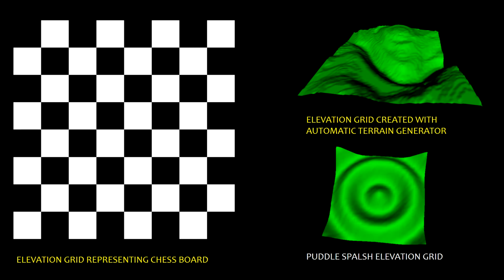Now this is also an elevation grid. Elevation grid representing chessboard. Then elevation grid created with automatic terrain generator. You can see the terrain topology, and puddle splash we have already seen. Now there are several elevation grid examples which are available. All the examples I have included in this particular video.